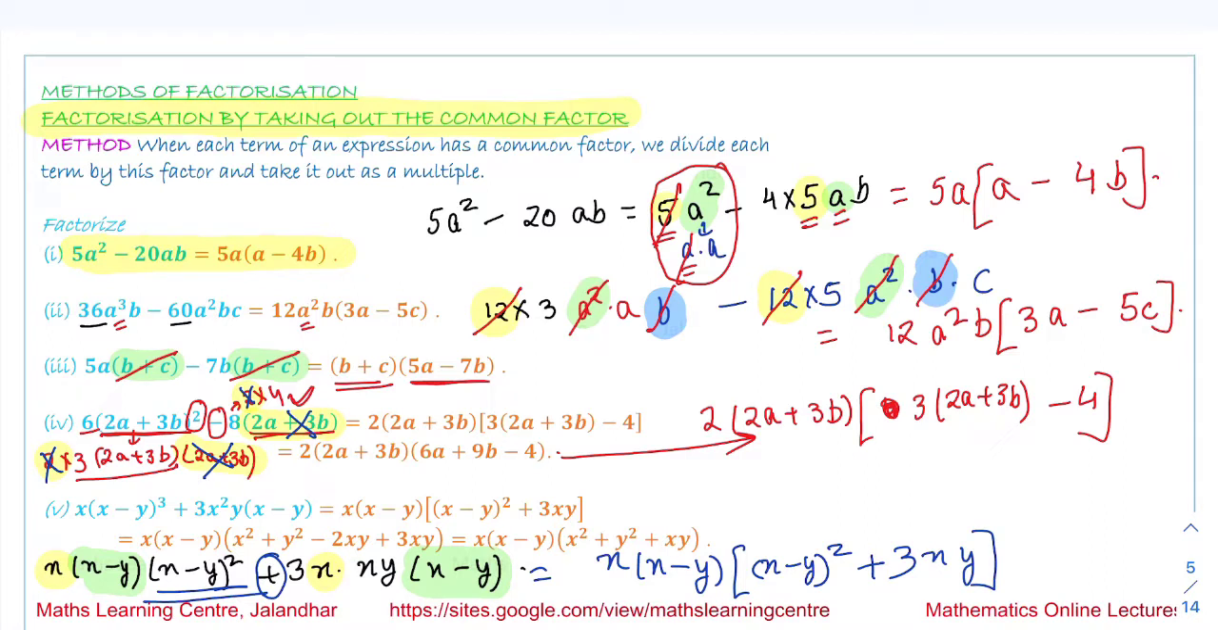Now we apply the formula on this. It is x square plus y square minus 2xy, and this term is plus 3xy. When we adjust these two terms, what we are left with is plus xy. So this is our final answer: x into x minus y into x square plus y square plus xy.